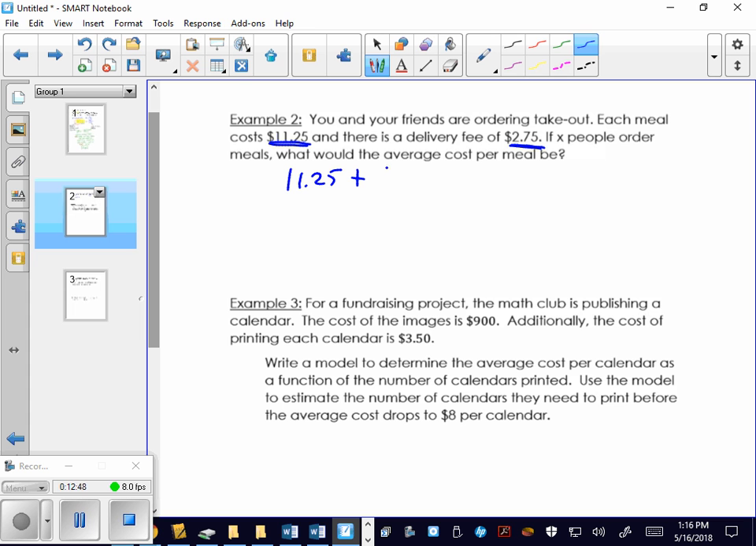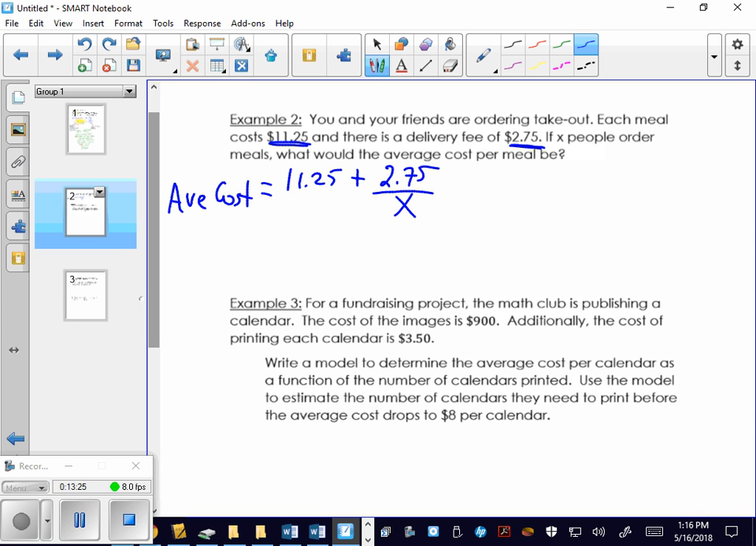Well, that's $2.75 divided by however many of us there are. That looks like 2.75 divided by x. That is an expression for the average cost. So we each pay our $11.25, and then we're each going to pay our portion of the delivery fee. We'll split that between however many of us there are. That's the average cost per meal.